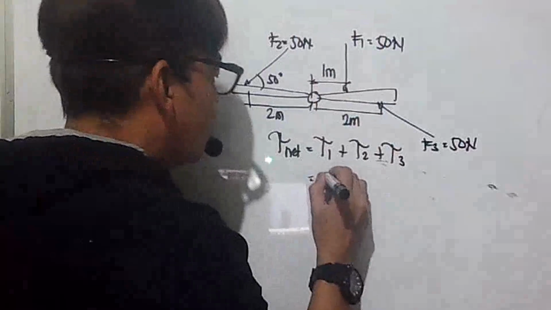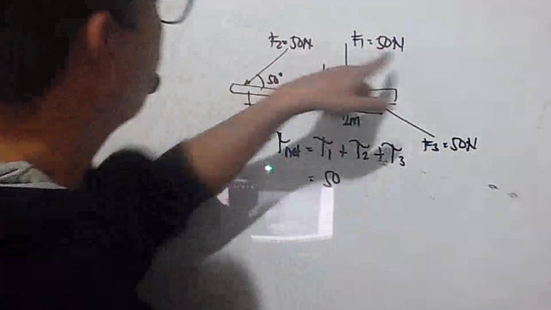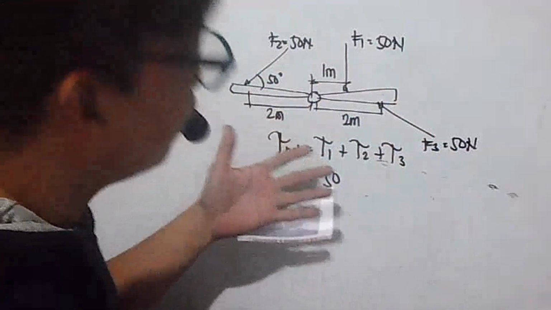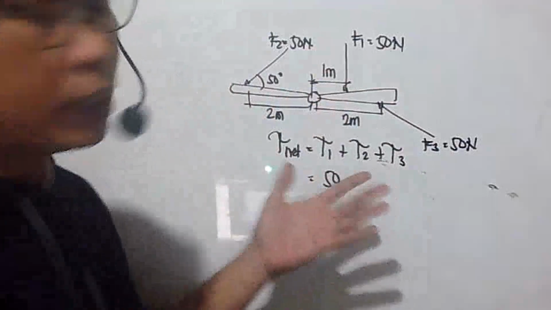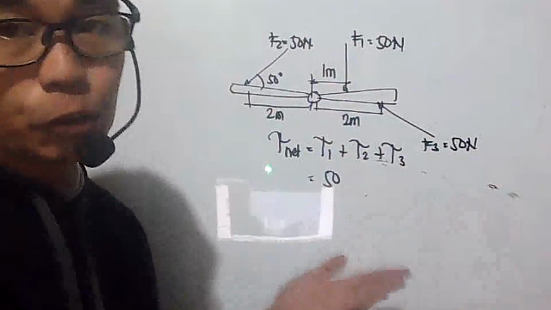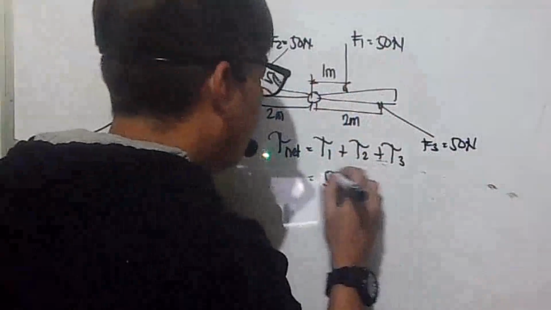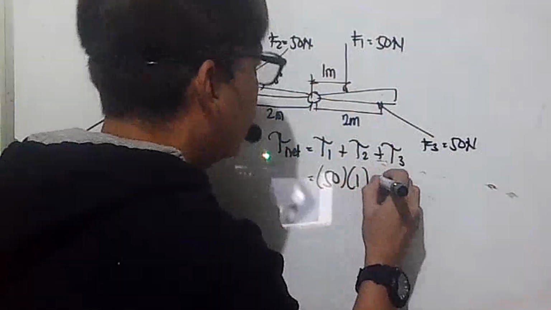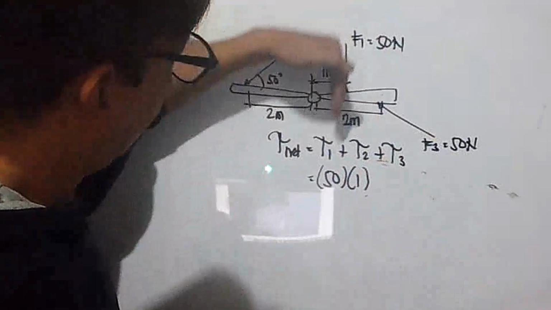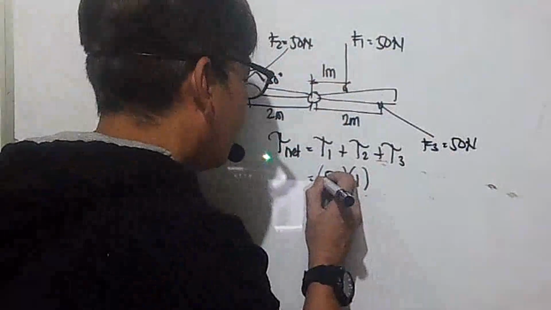So T1 is just 50. I'll omit the units since all of them are in newtons and meters; there are no kilonewtons or kilometers. So I'll just omit the meters, since when we multiply them we get newton meter, and the final answer will be in newton meter. So 50 multiplied by 1. Then let's see the direction. It will cause a clockwise rotation, so the 50 here is negative.